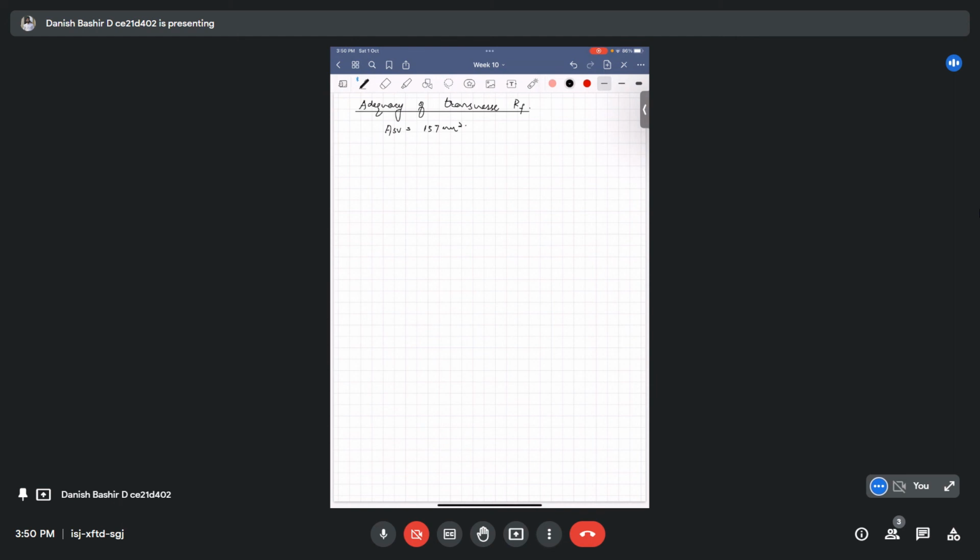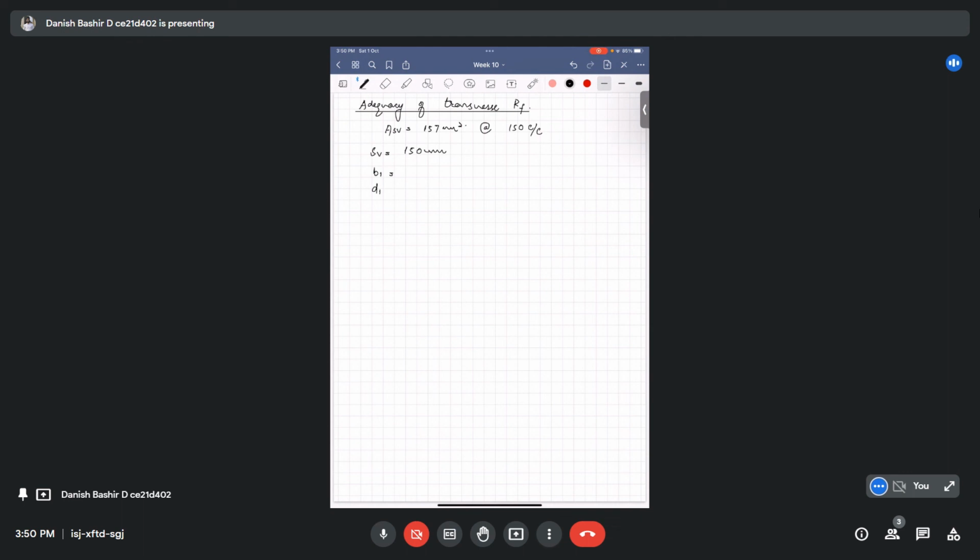And it is provided at the rate of 150 center to center. So we have Sv as 150 mm, and b1 and d1 we will calculate. Okay, b1 and d1 we will easily calculate like this.